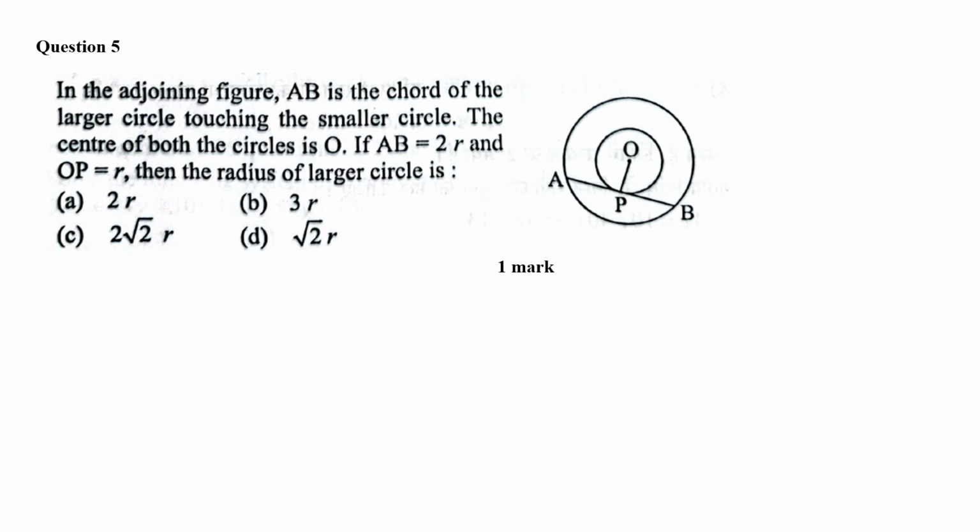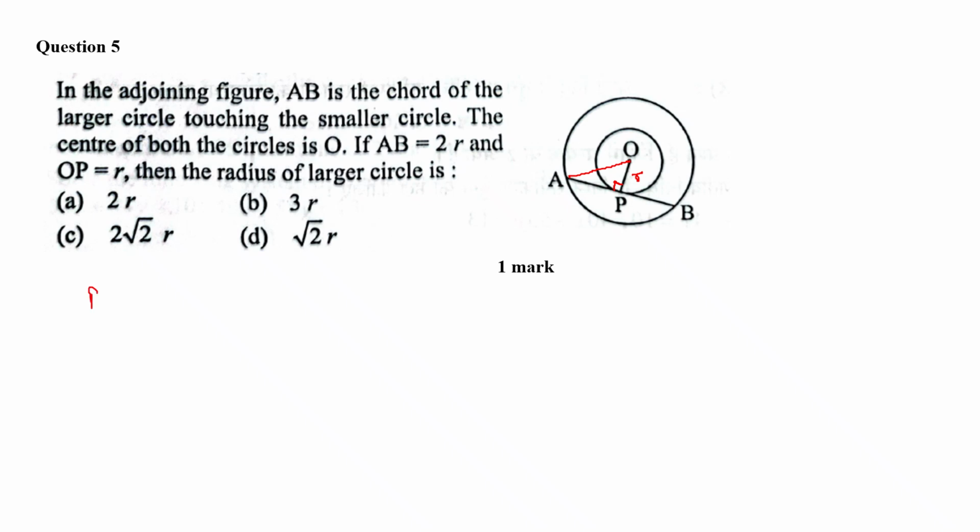So let's join O to A. That is the radius of the larger circle. OP is given as R. Okay. And OP is perpendicular to AB because radius is perpendicular to the tangent. So it is perpendicular. Then perpendicular from the center to the chord. As it is perpendicular, so we have one theorem, perpendicular from the center to the chord bisects the chord.